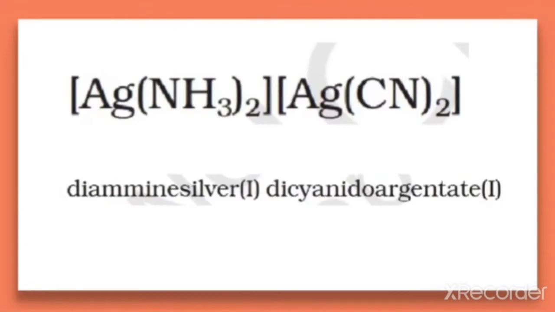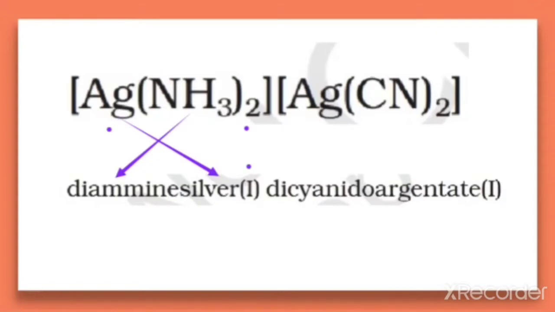Now in the textbook there are some compounds like this which have both the cationic and the anionic complexes together. So that is which type of complex? Cationic anionic complex. So this is the cationic part, this is the anionic part. So how do we name such type of complexes? First we name the cationic complex. In the same way we have used the rules for the cationic complex. First the ligand, that is diamine, 2 NH3 is there, diamine, then silver, and the oxidation state is 1 here.